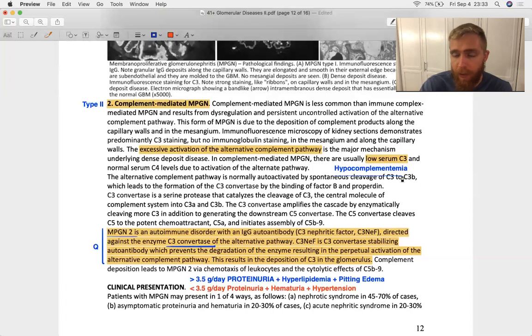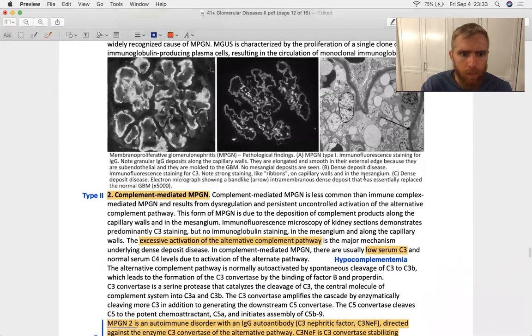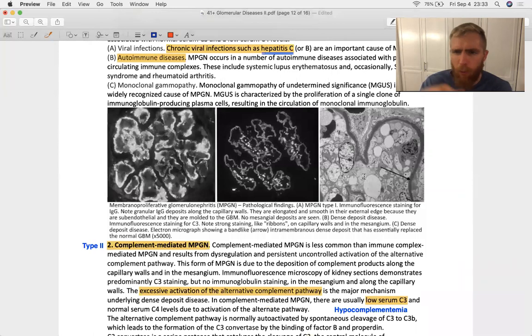Hypocomplementemia, low complement in the blood. Why? You're using it all. On what? The basement membrane. So that's type 2, the complement one. You remember that, then you learn type 1, then you learn type 3 is the one that's neither.